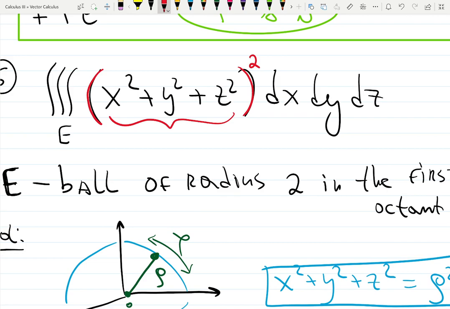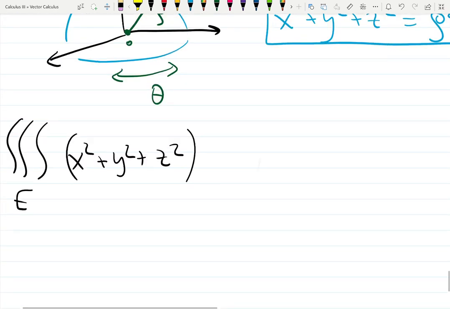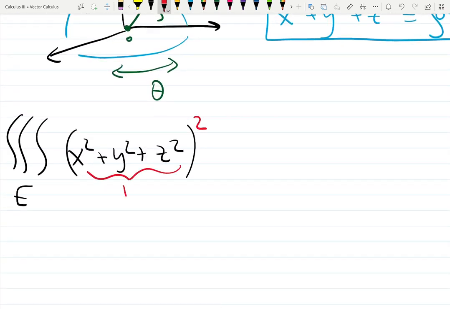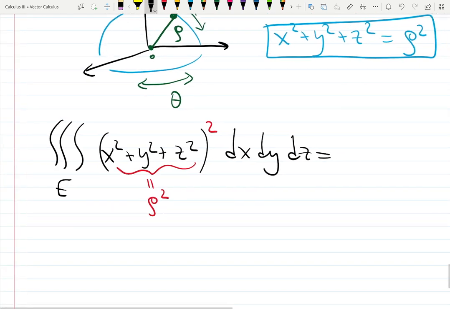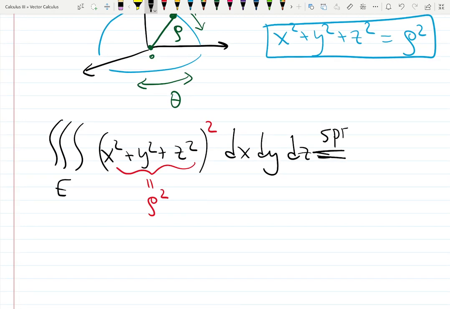So it will be rho squared squared. That immediately gives you the idea that this is a rho squared. And then for now we just have dx, dy, dz. Converting to spherical. Spherical, yes. It's easier, I think.